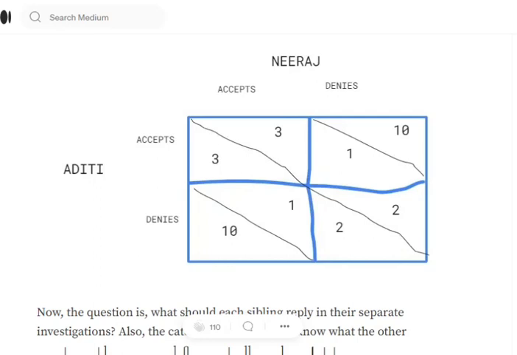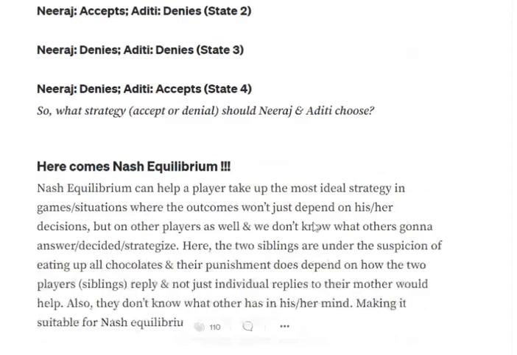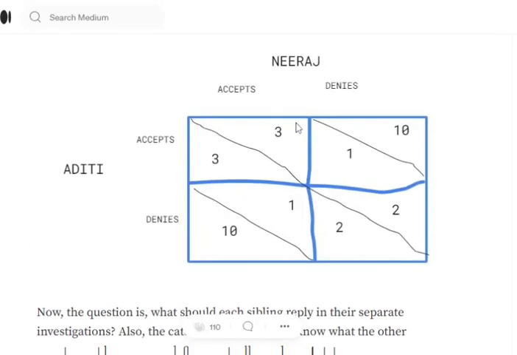Now, how would we use Nash equilibrium in this particular situation? Nash equilibrium will help us reach an ideal strategy that both the players, Neeraj and Aditi, should follow to get the most optimal outcome, given that they don't know what the opponent has chosen. Because in such situations, your result is not dependent upon your actions only, but on the actions of the opponent as well. So here, Nash equilibrium plays a very important role to help the player choose the best option to take, depending upon all the possible options he has got.